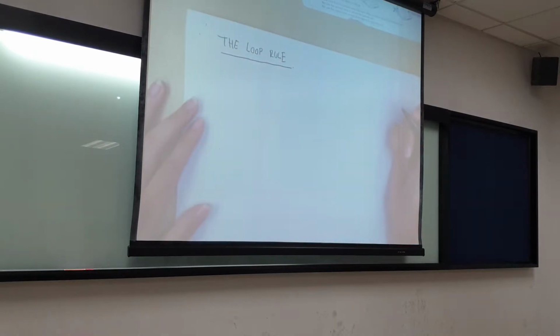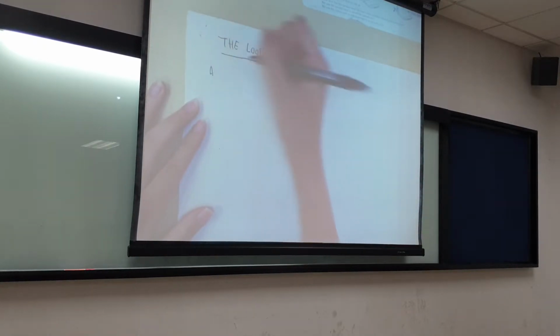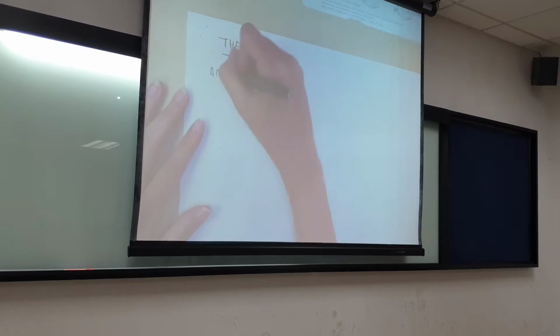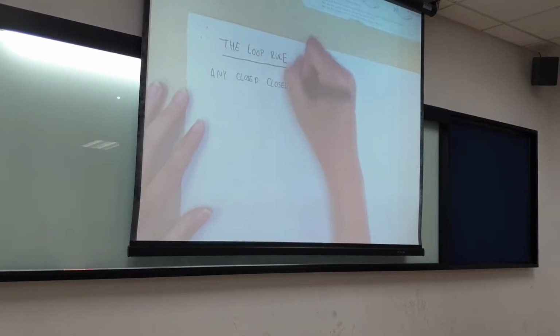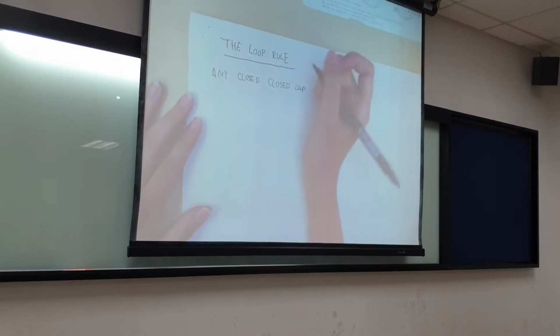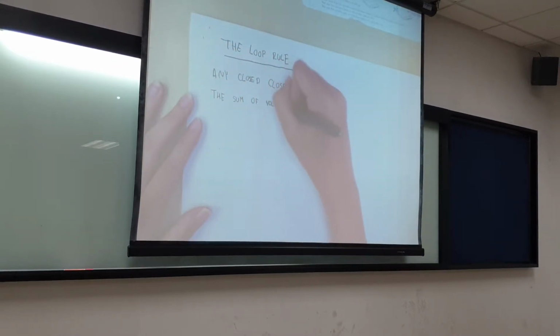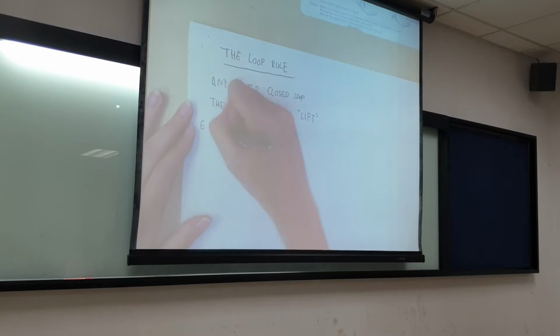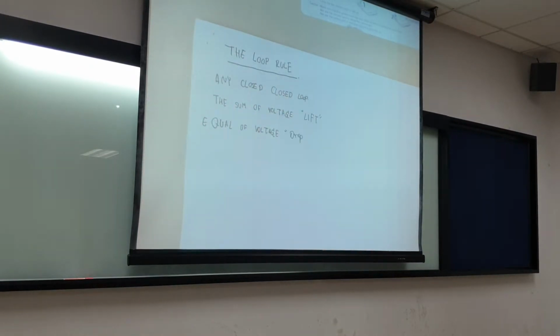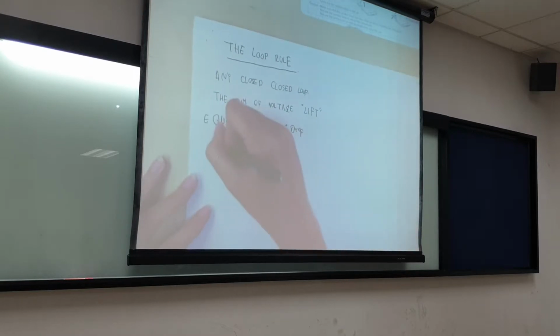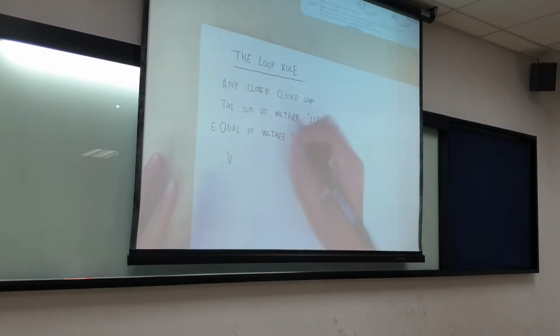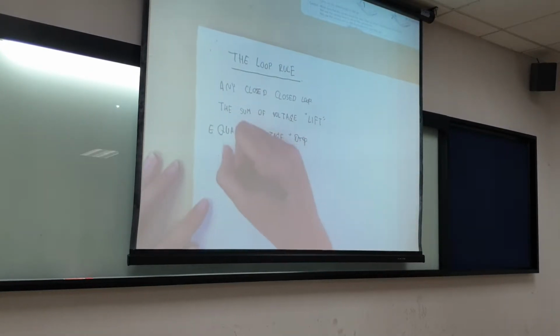Now let's examine Kirchhoff's other rule, the loop rule. The loop rule says that for any closed loop, the sum of voltage lifts equals the sum of voltage drops. Mathematically, the sum of voltages around a closed loop equals 0.